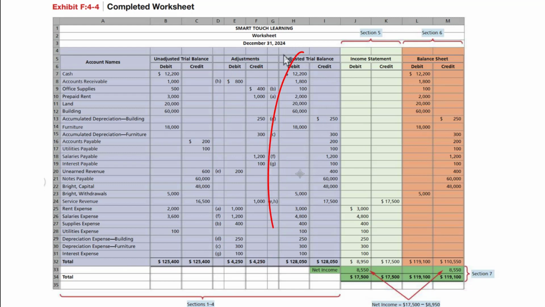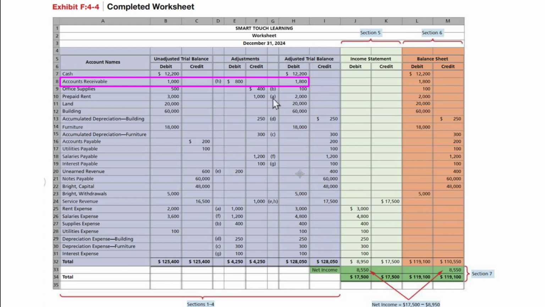And then for the adjusted trial balance, these are the corrected balances. How do we get these? We take the unadjusted trial balance and we either add or subtract the adjustment. For example, for accounts receivable, we had $1,000 before the adjustments. We increased the account by $800, so our new balance is $1,800.